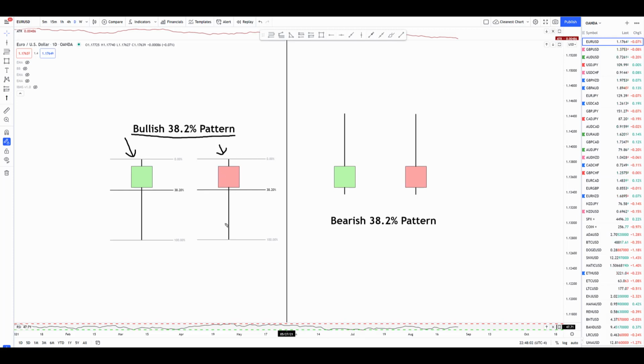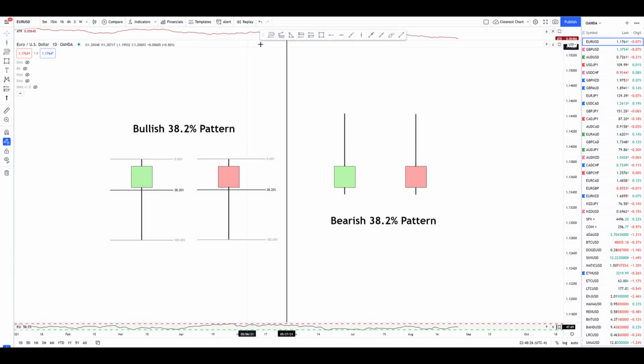With a red candle, I use the same exact thing. Pull the Fibonacci retracement from the very low of the wick to the very high of the wick of that specific candle. The entire body must be above the 38.2% retracement. So that's a bullish version of the 38.2% candle. I bet you can guess what a bearish version of the 38.2% candle is.